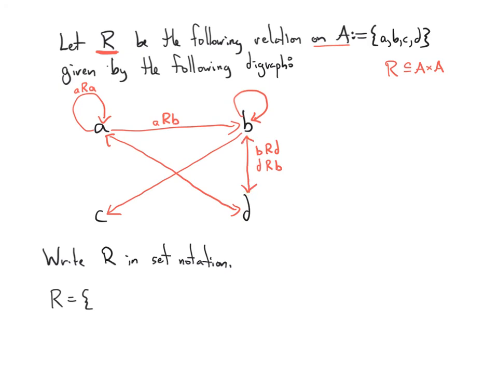So what I want you to do is write R in set notation. Write all ordered pairs that are in the relation R. So pause the video now and try that yourself.